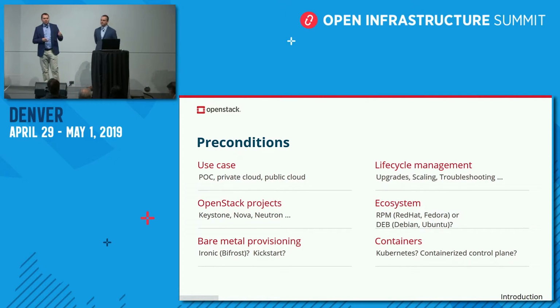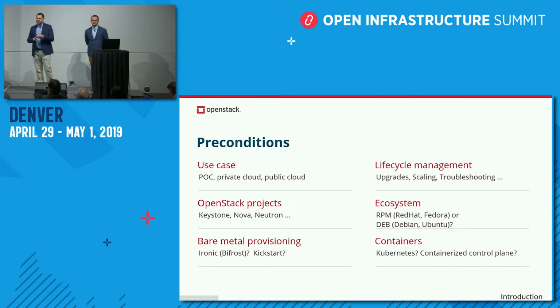We have different OpenStack projects, so maybe not every single deployment project will handle all of those projects. That should be considered as well. We have different operating systems. So the two most popular families of operating systems, one is based on RPMs and the other is based on aptitude package managers.